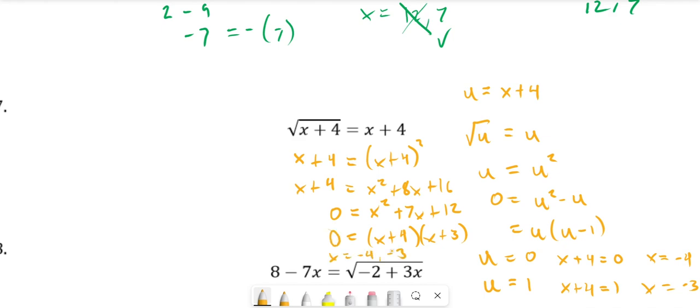Now, are either of these solutions, or are both? Let's plug it in and find out. Plugging in minus 4, I get 0 for the square root of minus 4 plus 4, and is that equal to minus 4 plus 4? It surely is. 0 is equal to 0. So minus 4 is a solution. Also, we have that the square root of minus 3 plus 4, which is 1, is equal to minus 3 plus 4, which is also 1. So both of these are solutions.